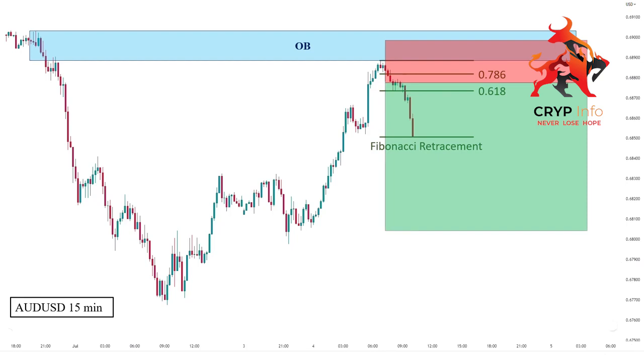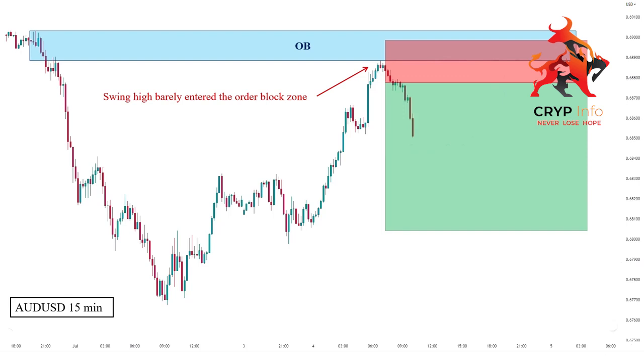We want our stop loss wider this time because we are early sellers since the swing high barely touched the 4 hours order block. Usually, the market likes to hunt the stop loss of early sellers.